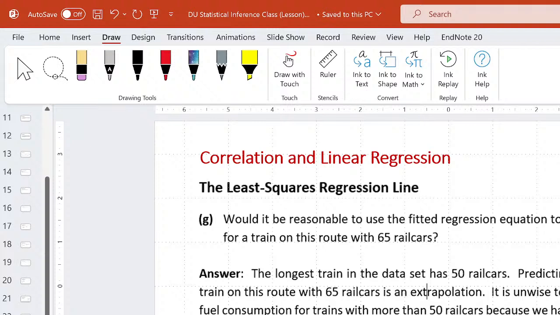Okay? It's generally unwise to use the model to predict fuel consumption for trains with more than 50 rail cars. Your estimation is less reliable. Why? Simply, I don't have any evidence that that linear trend will continue. Yeah, I really don't. Maybe it goes like this. Maybe it goes like that, and ultimately it flattens out.